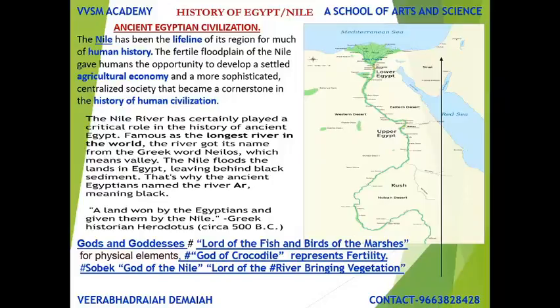Gods and goddesses: lord of the fish and birds of the marshes. The god of the crocodile represents the fertility of the Nile River. Sobek, god of the Nile, lord of the river, brings vegetation. It gives the fertility of the Nile River, which gives very good vegetation in those days, my dear friends.